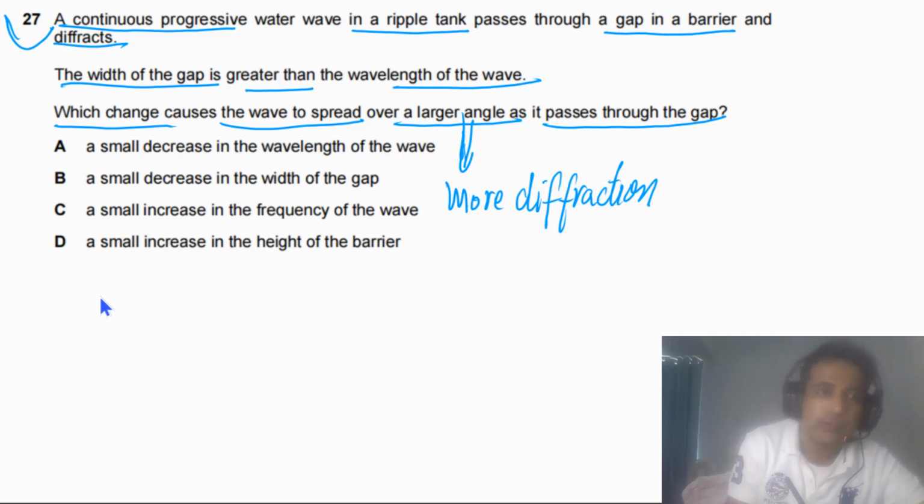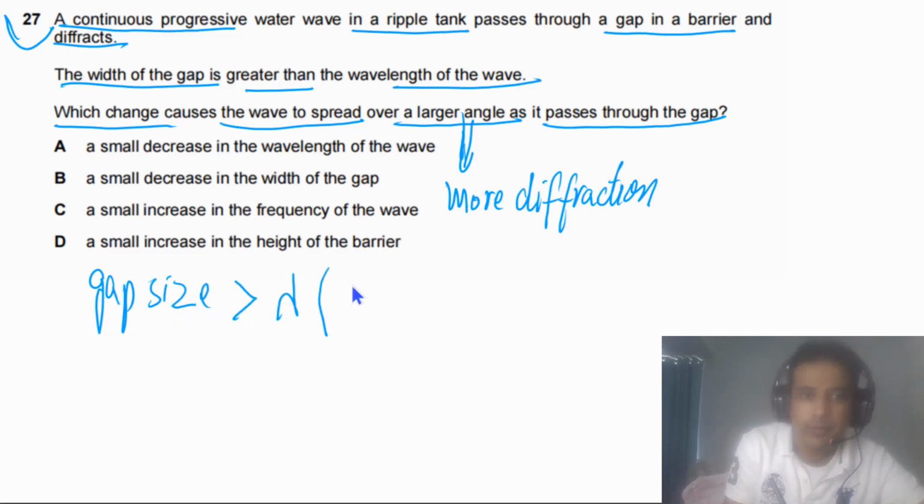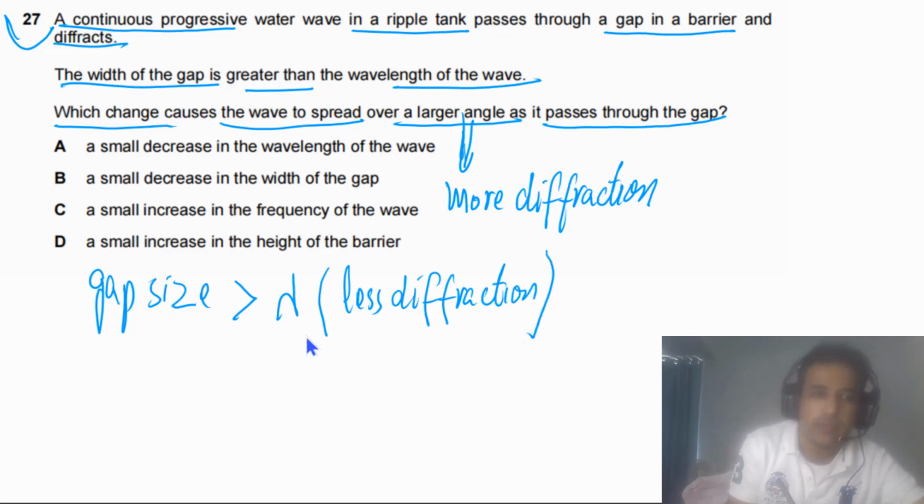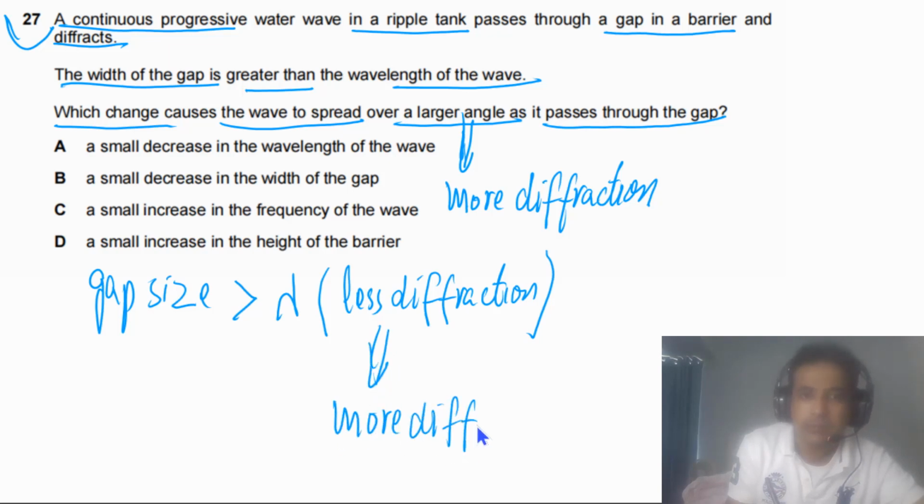In the question it is given to us that the gap size is larger than the wavelength of the wave, so it means there will be less diffraction, or we can say little diffraction in this case. So how can we increase diffraction, meaning how can we make more diffraction? So how can we increase diffraction?